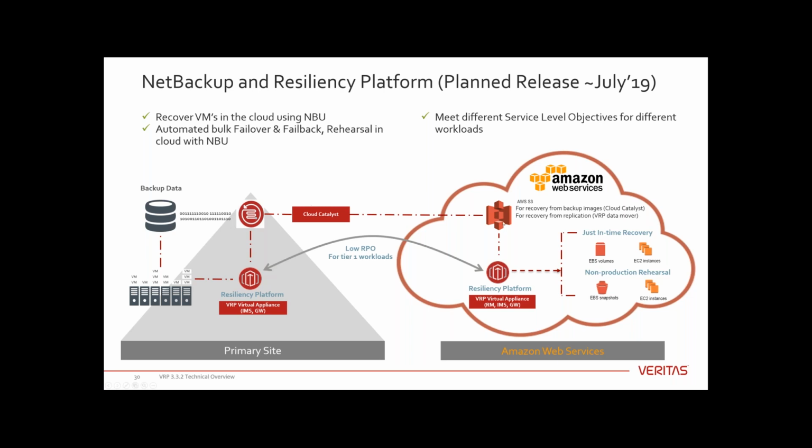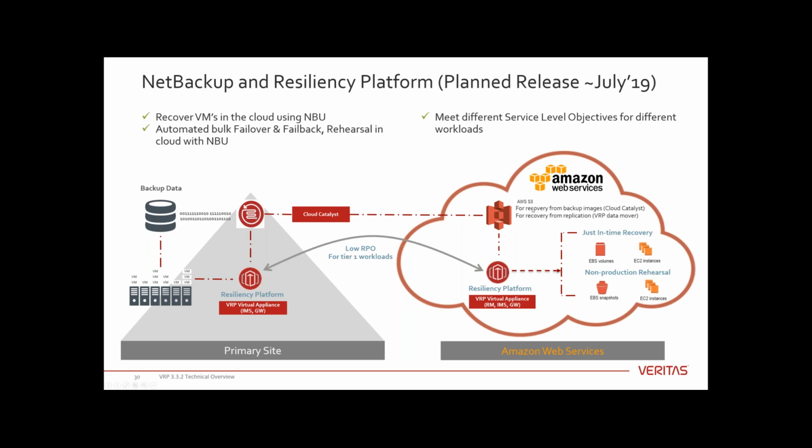So any NetBackup customer who wants to use Amazon as a target for backups will be able to introduce Resiliency Platform into this mix, so that Resiliency Platform will actually be able to spin up live systems within AWS using backup data, right? So we'll be able to take that backup image that's sitting here that was written from on-prem into Amazon with NetBackup.